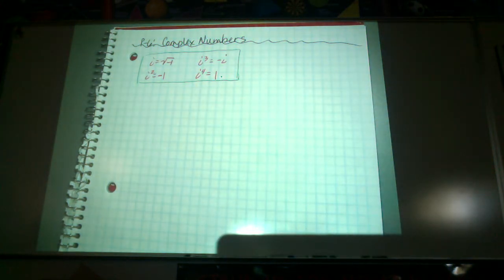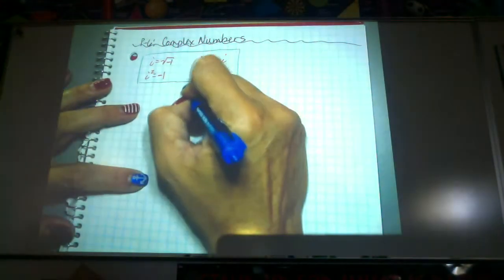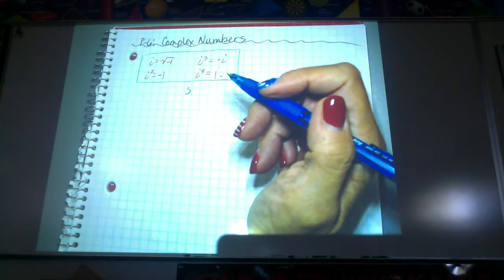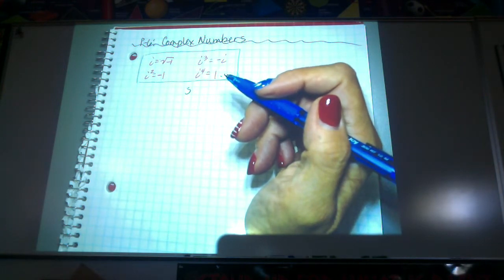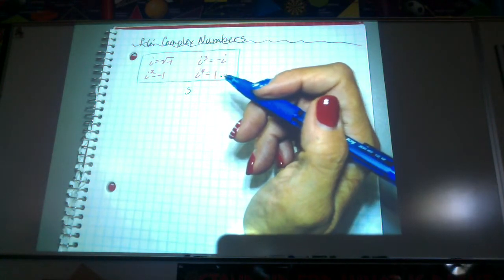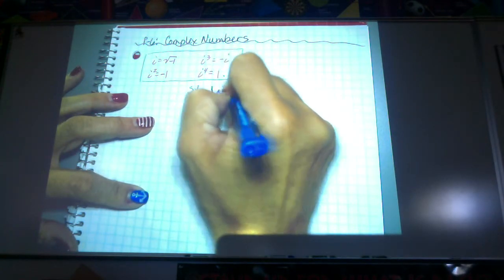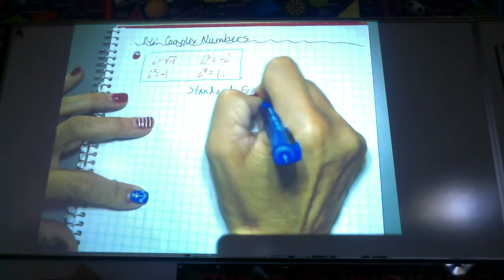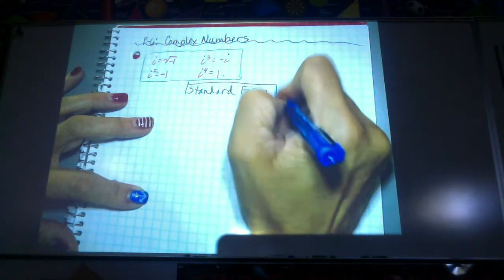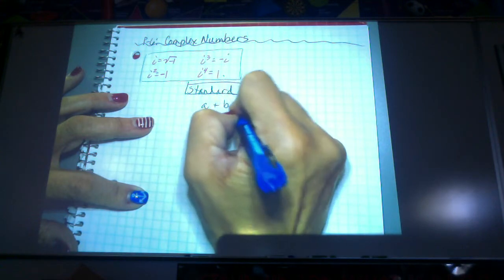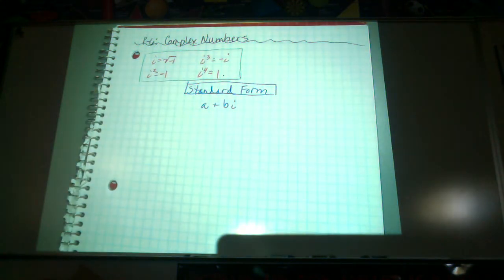So then we also need to talk about standard form. Your homework is going to want a lot of your answers in what they call standard form. If you don't put it in standard form, that'll be why it's wrong. And they'll probably tell you it's not in standard form. So standard form is a plus bi, and the i must come second.